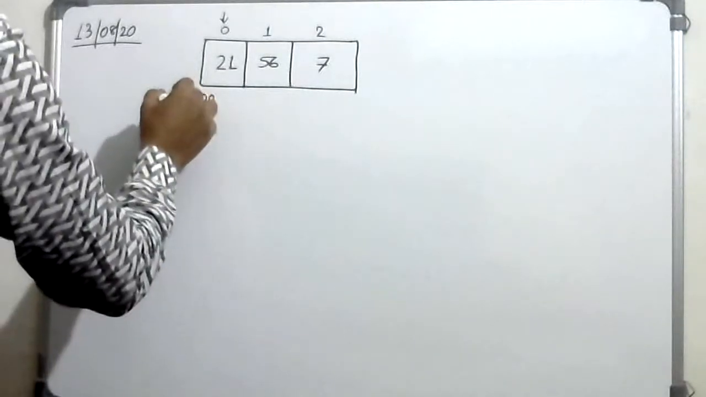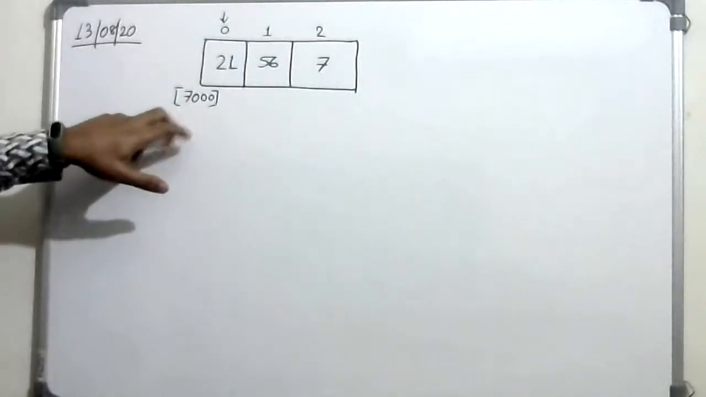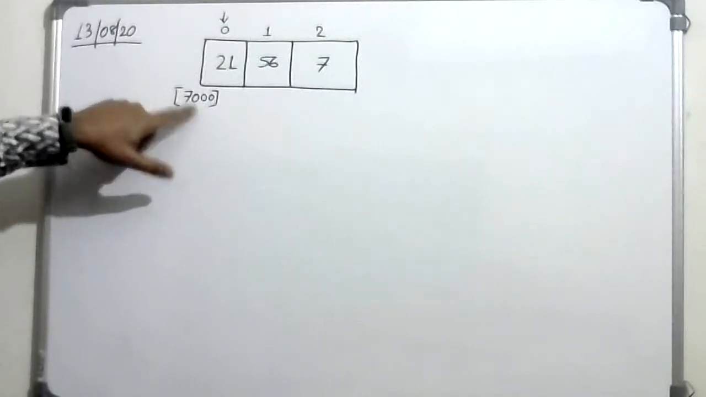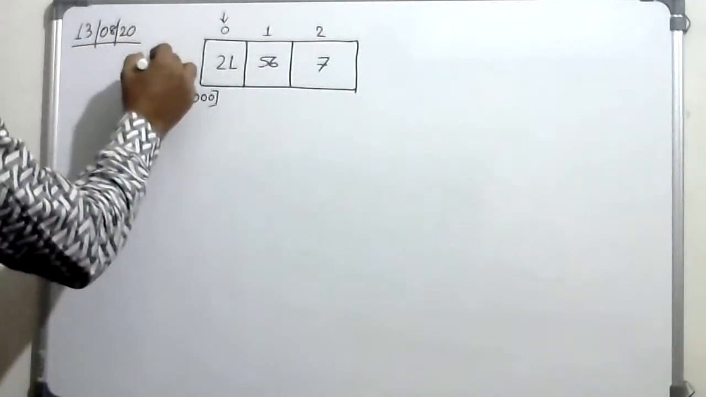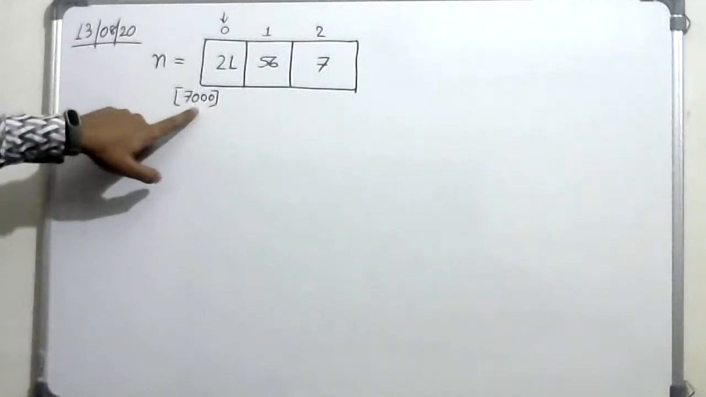Okay. So the 0th index, let's say for example, hypothetically, it starts at the location 7000 in our physical memory, which is the actual RAM that is present in our computer. So in computer memory, let's call this array n. The starting address of n is 7000.